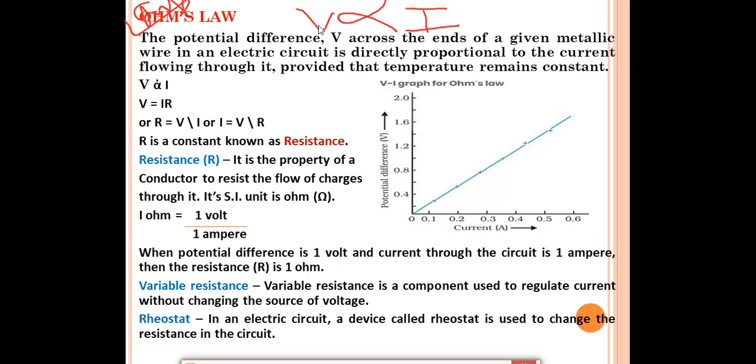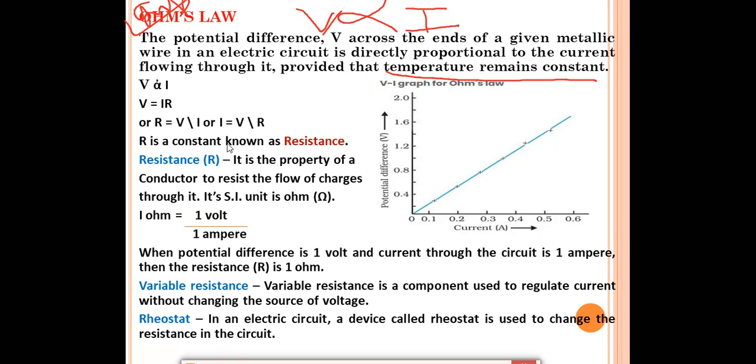You write: potential difference across a given metallic wire is directly proportional to the current flowing through it, provided that temperature remains constant. You have to remember that temperature will always be constant and potential difference will be directly proportional to the current I. For example, V proportional to I.